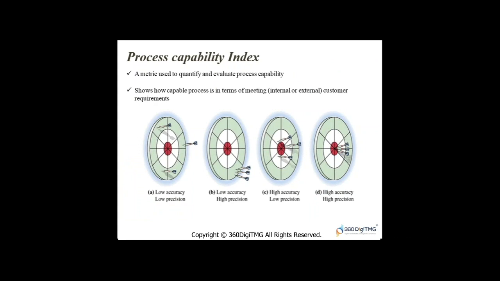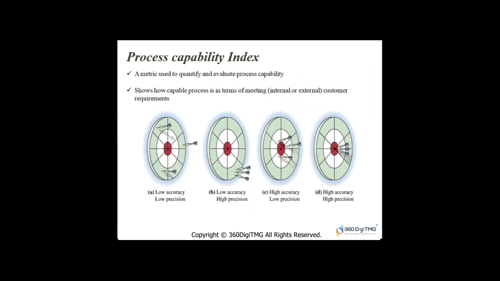How close are these dot points to the target is explained using a capability index called CPK. This value as a thumb rule should be greater than 1.33 for me to say that my data points are closer to the target. My mean is closer to the target. If I want to make that statement, my CPK should be greater than or equal to 1.33.